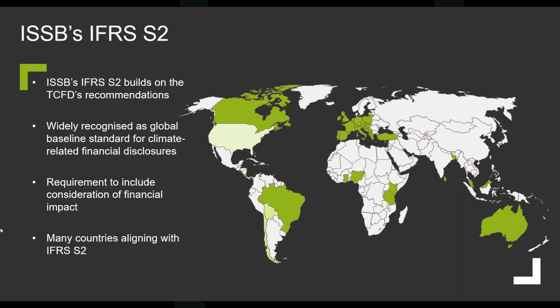So the ISSB, it's an independent standard setting body which came out of COP26 at Glasgow back in 2021. It developed the global baseline of sustainability disclosure standards for companies in its two standards, IFRS S1 and IFRS S2. So the climate-related disclosure standard, IFRS S2, focuses on climate-related risks and opportunities and their financial impact on a company. And this builds upon the framework of the work of the TCFD, so the Task Force on Climate-Related Financial Disclosures.